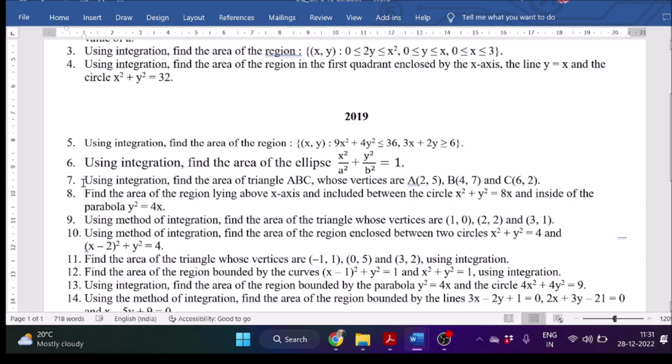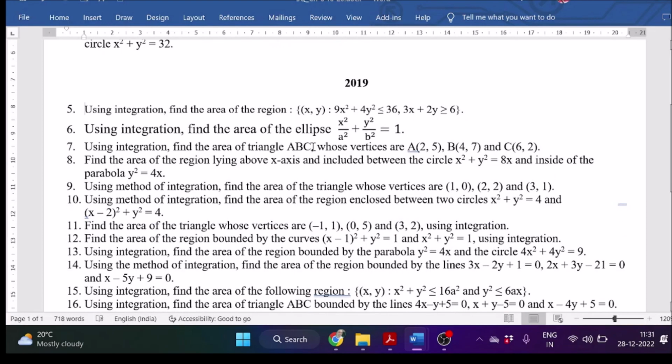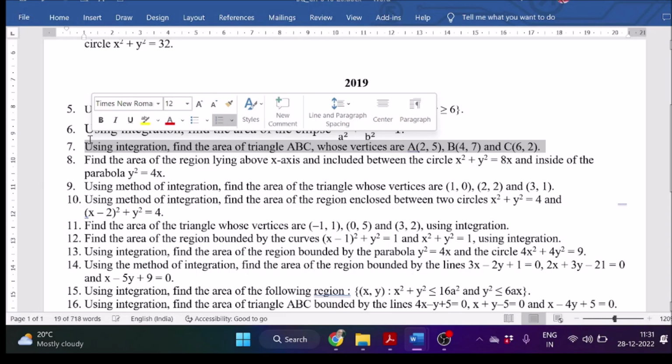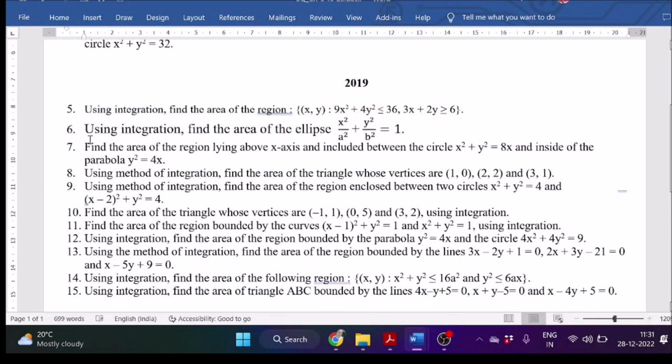Again the next question: using integration, find the area of the triangle whose vertices are given like this. We know that first we have to locate these points, then draw the straight lines and the triangle will be formed. So it takes lots of time, and as we have discussed with some of the colleagues also, this area of the triangle may not come because it will not be justified for 5 marks. So let us erase this one.